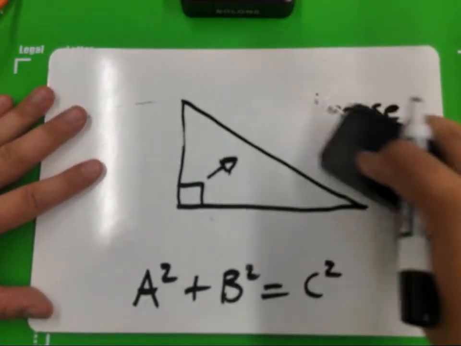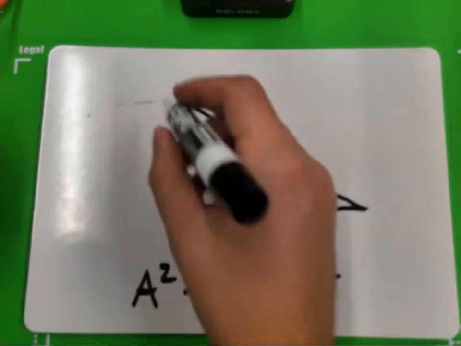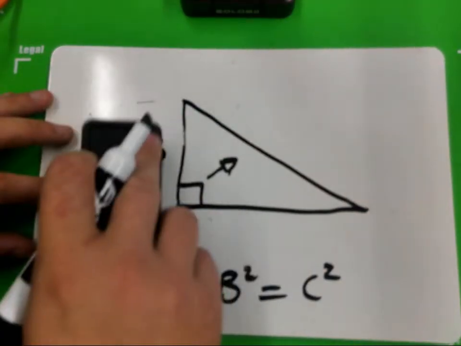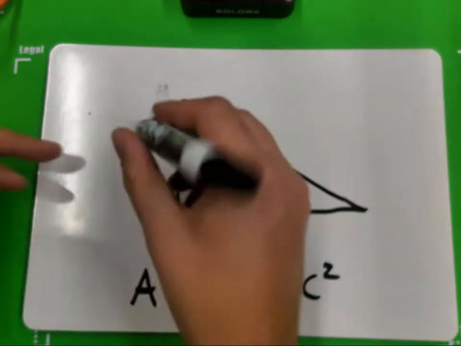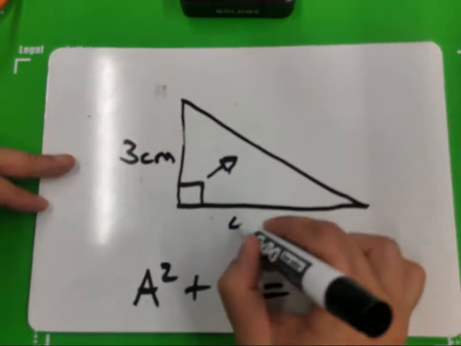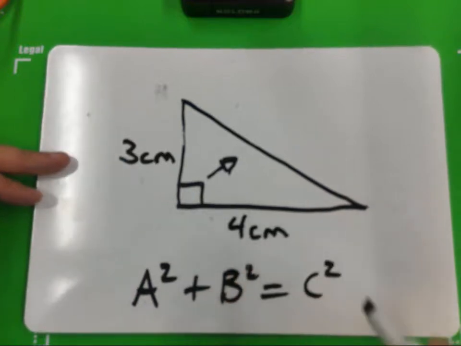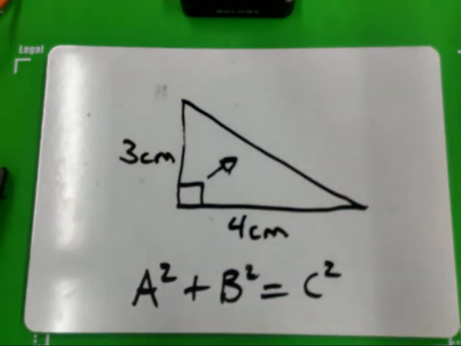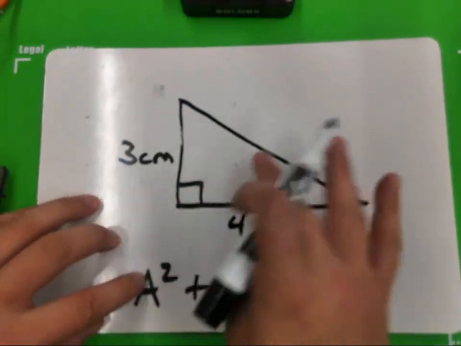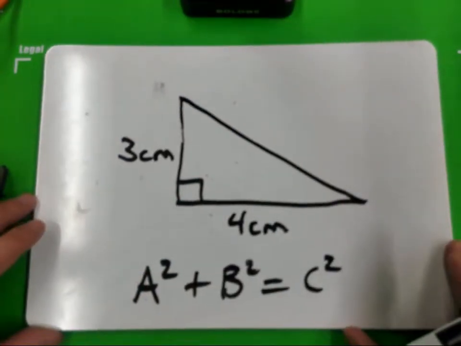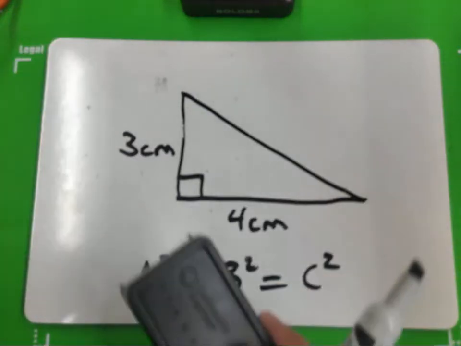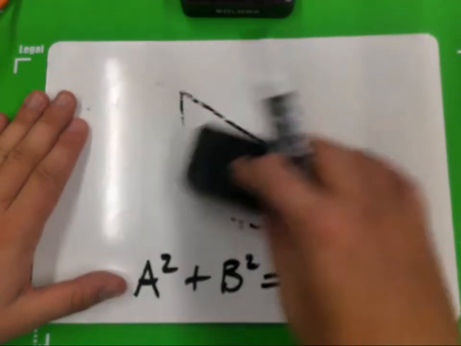We'll say that this length is 3 centimeters. Units are always very important, guys. 3 centimeters, we'll say this is 4 centimeters. And we don't know what this one is. So right now we're solving for the hypotenuse. We know our formula is A squared plus B squared equals C squared. I'm going to erase the triangle and just put it up in the corner so we can have a little more room to work.